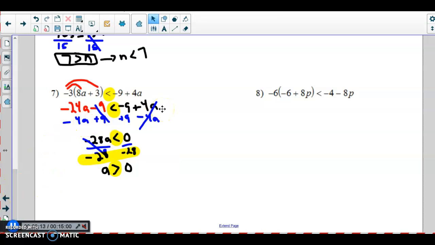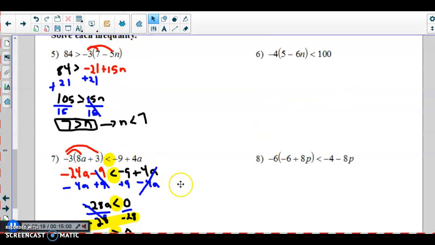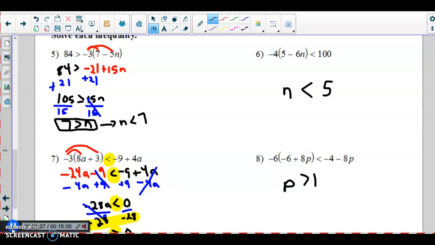And there's ways around it. You could have moved all the a's to the right side and you never would have had to worry about flipping the inequality. Go ahead, try examples 6 and 8. Pause the video, try them. When you press play, I'm just going to have the answers there. But check the inequality to make sure your inequality is facing the right direction.